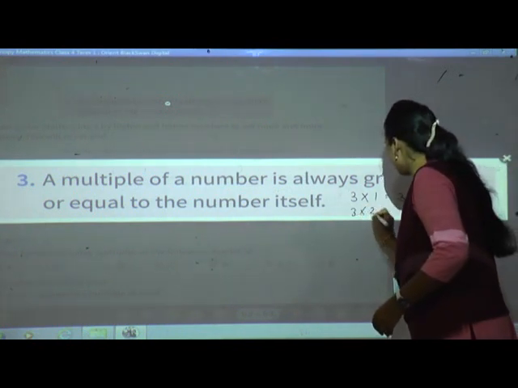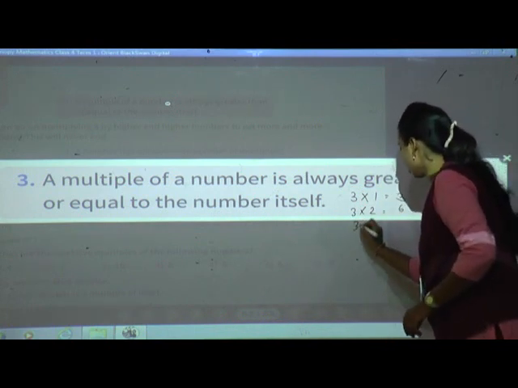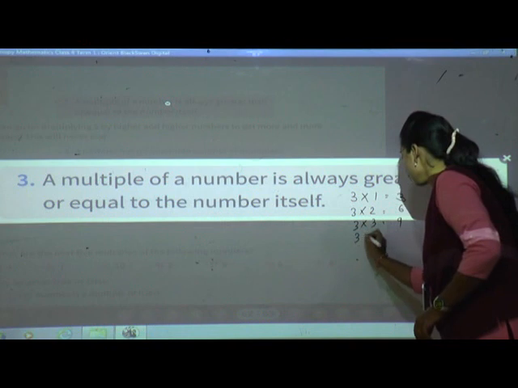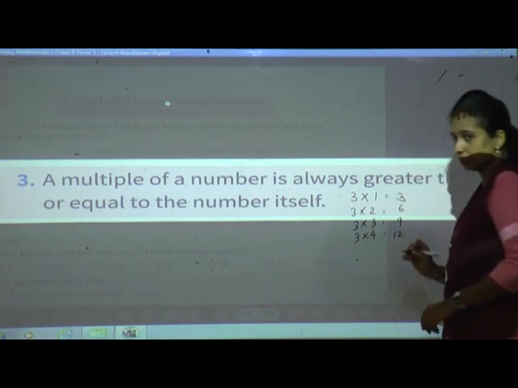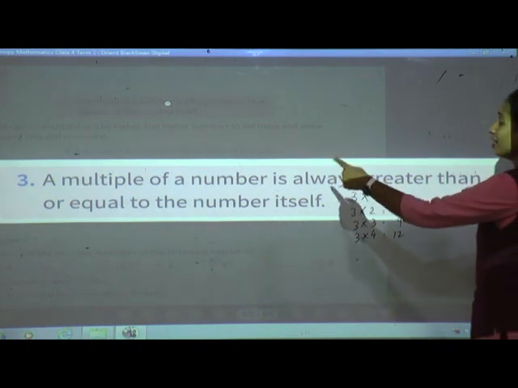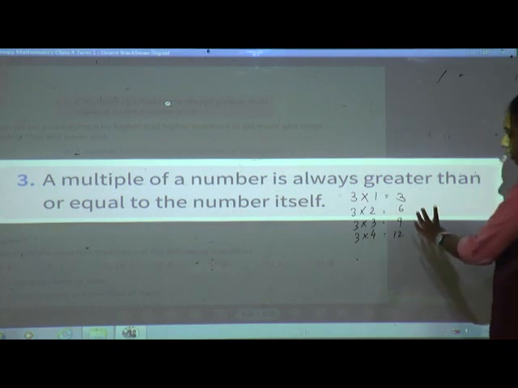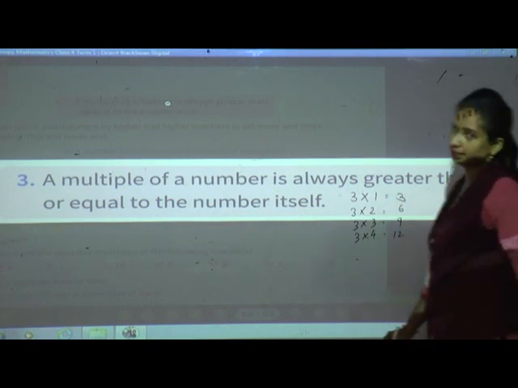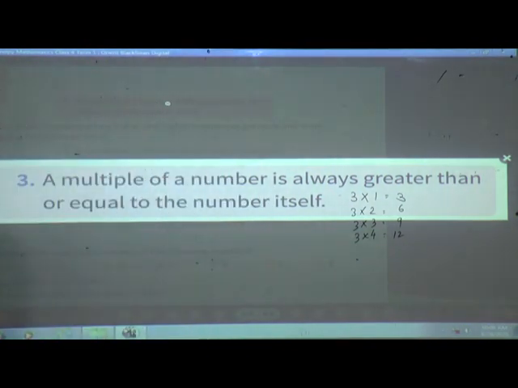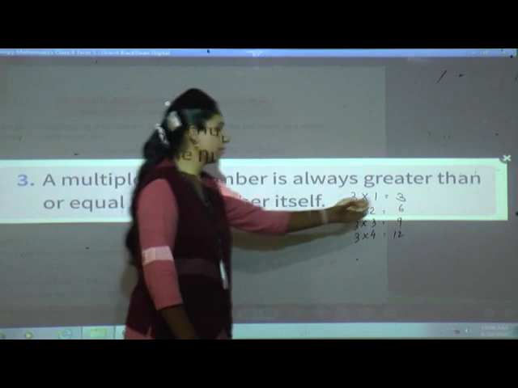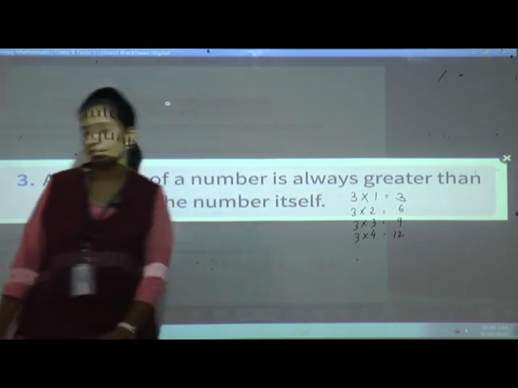See how it goes greater. 3 twos are 6, 3 threes are 9, 3 fours are 12, isn't it? So what they are saying, a multiple of a number is always greater than or equal to the number itself. Are you getting? So it goes greater, greater, greater. So what is the third property? I'll read once again. A multiple of a number is always greater than or equal to the number. So multiples of 3 are 3 or more than, isn't it? We have done. Multiples of 3 are 3 or more than.